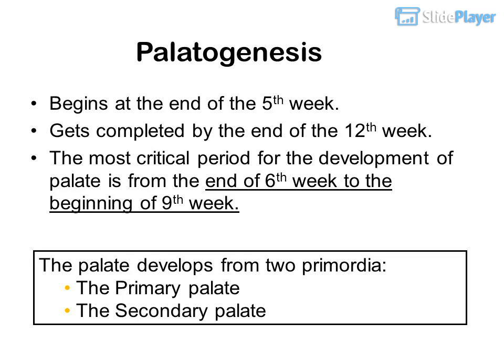Palatogenesis begins at the end of the 5th week and gets completed by the end of the 12th week. The most critical period for the development of the palate is from the end of the 6th week to the beginning of the 9th week. The palate develops from 2 primordia: the primary palate and the secondary palate.